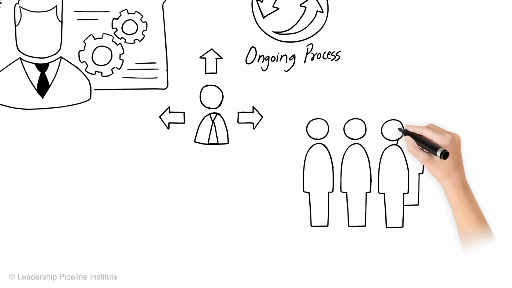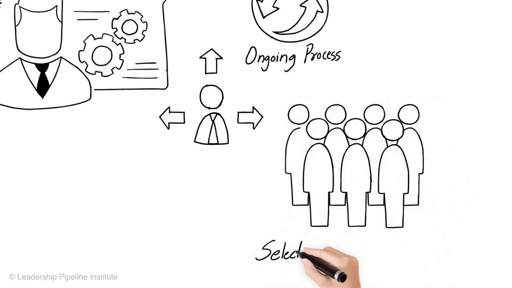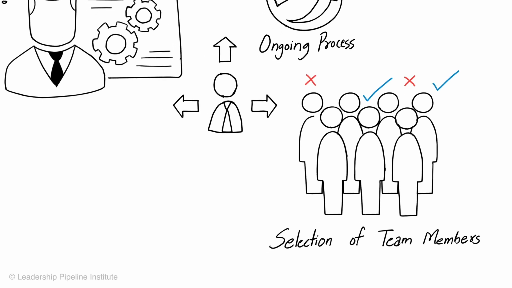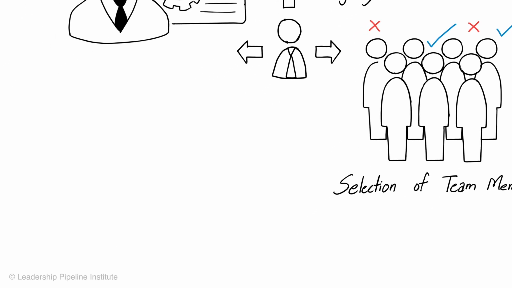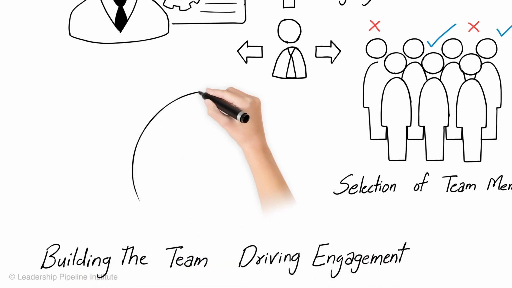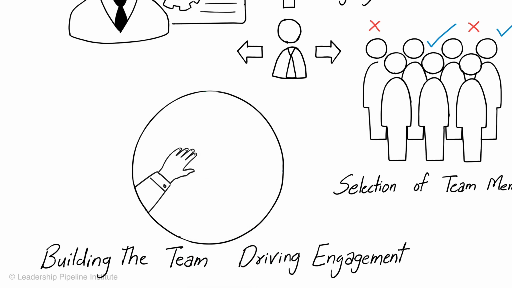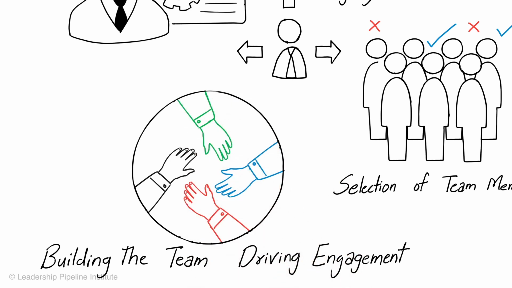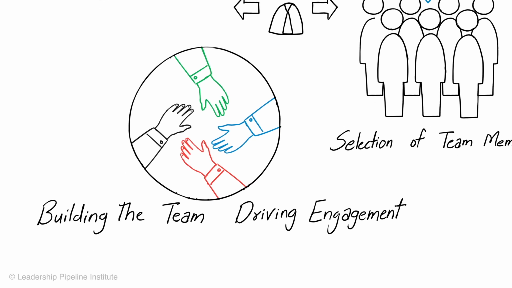Selection of team members is a key task for a leader of others, and substantial time should be allocated to identifying and developing the right people, as well as replacing people who continuously seem unable to fulfill their job responsibilities. Building the team and driving engagement are other crucial tasks. Having a strong and highly engaged team is critical in order to retain direct reports, and in order to secure that the team members should support one another on a daily basis.